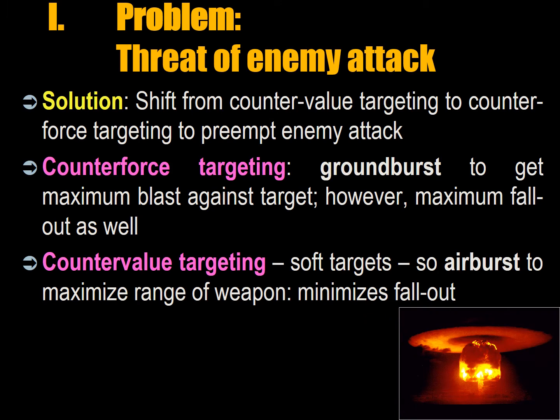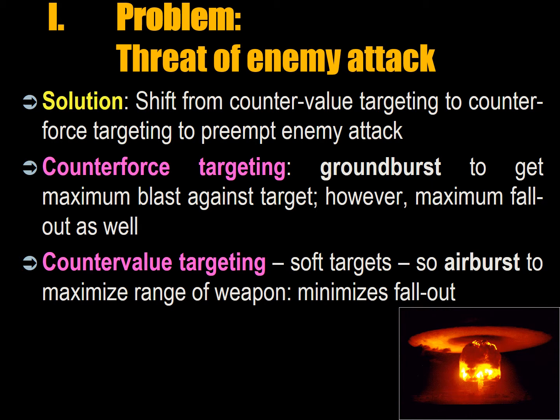So we go through the first tactical problem. Here's the problem of the threat of enemy attack. So the solution is to shift from counter-value targeting, which is bombing cities, to targeting counter-force assets, which is targeting the enemy's military, their supply bases, their airfields, their ports, where their military units are stationed. And then to develop a plan to preempt the enemy attack. So if the enemy has nuclear bombers or nuclear missiles, to watch them with spy aircraft and spy satellites, and if any movement is seen in preparation for attack, to attack first.